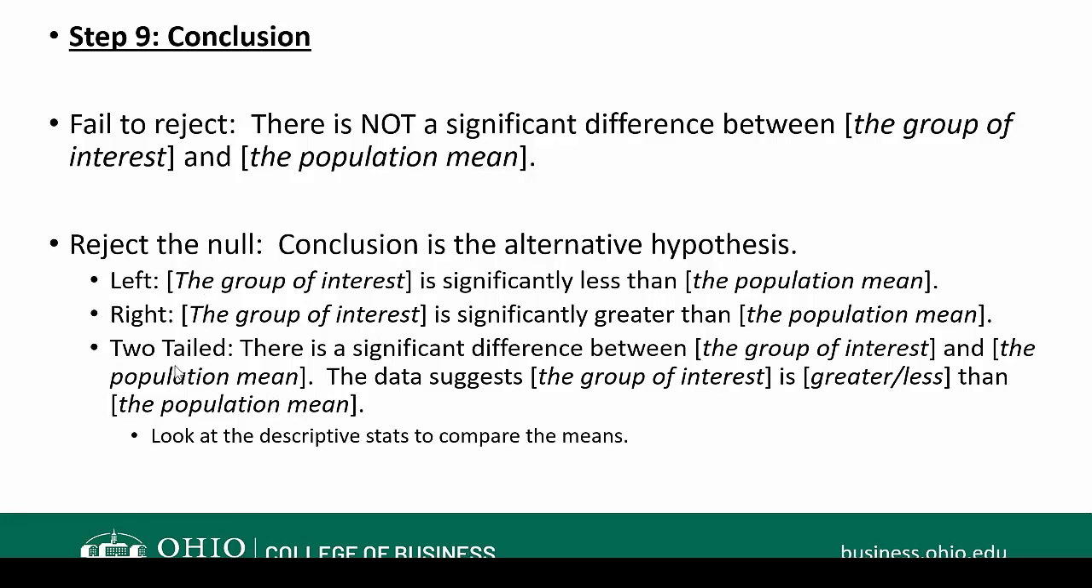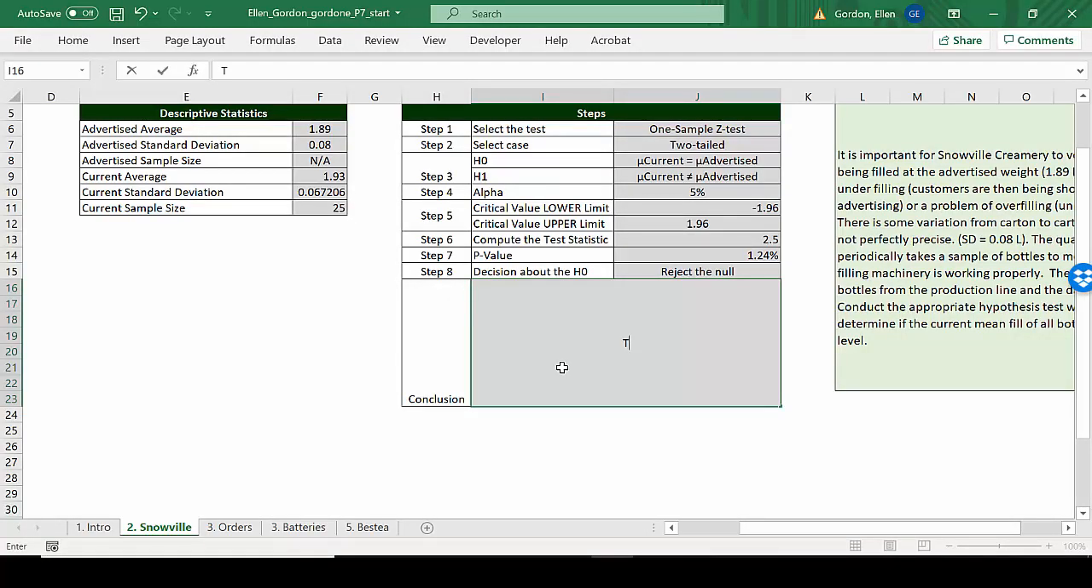We conducted a two-tailed test. So that means that we did find a significant difference between the group of interest, which is the current fill, and the population mean, which was the advertised fill of 1.89. So again, we found that there is a significant difference between the current fill and the advertised fill of 1.89. So that is what the test indicated.